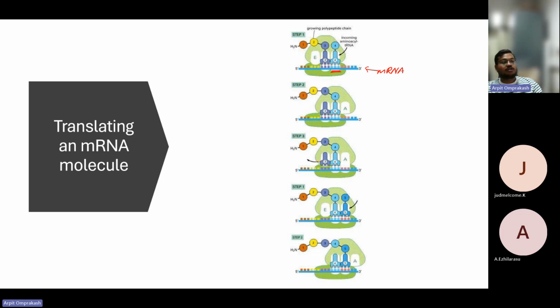We have another tRNA molecule binding to the next codon, bringing in another amino acid, and that's how the ribosome will move, and that's how the mRNA is translated into a protein.